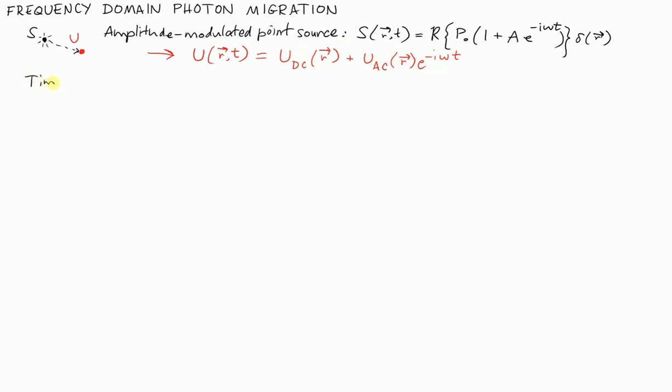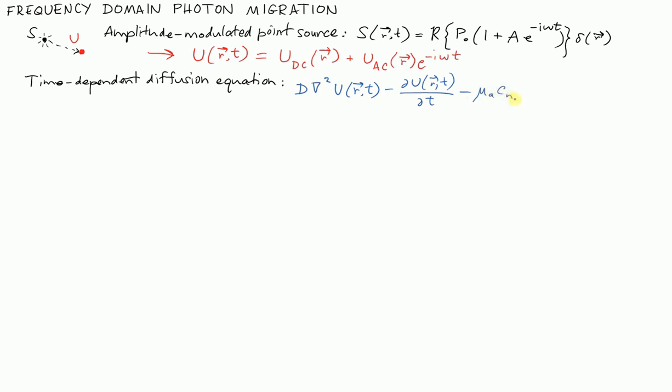I will remind you of what that is. It consists of 4 terms, and I'll order them in the following way. There's this diffusion coefficient, I'll write out what that is in a second, times the Laplacian of U. U is the total sum of the DC and AC term, minus a time derivative of U, minus an absorption-related term. c_n is the speed of light in a material of refractive index n.